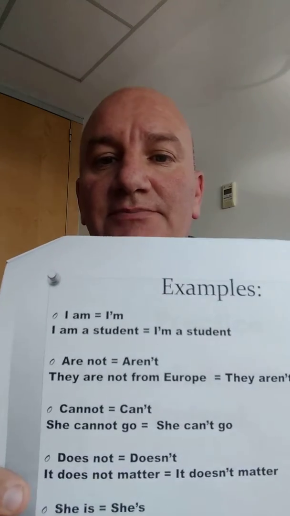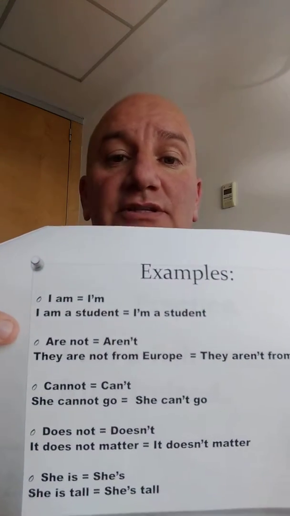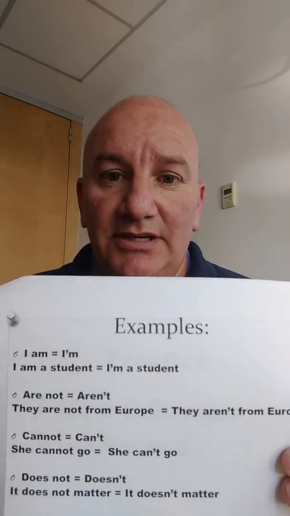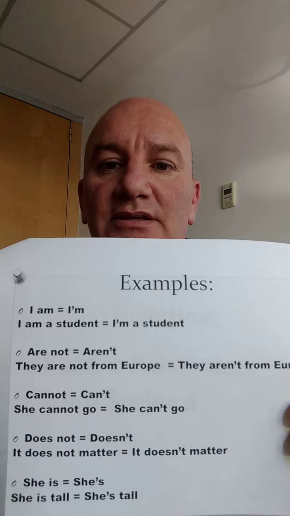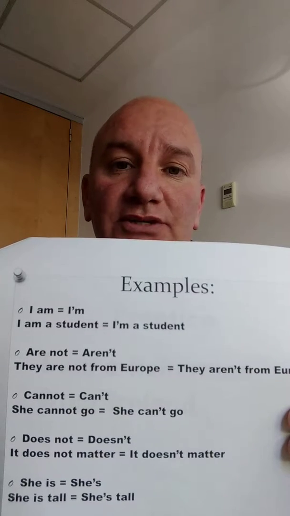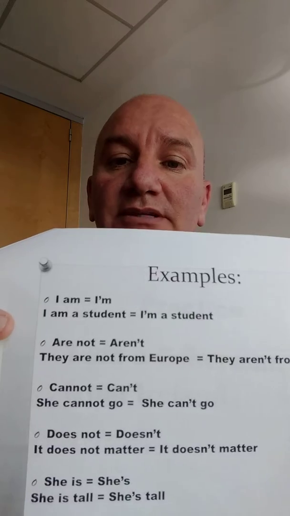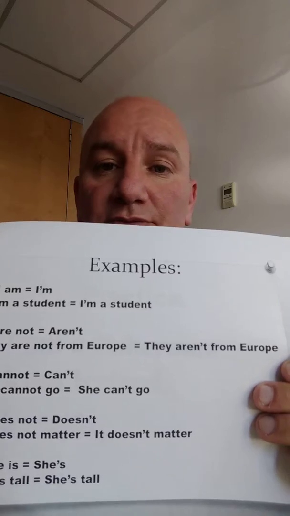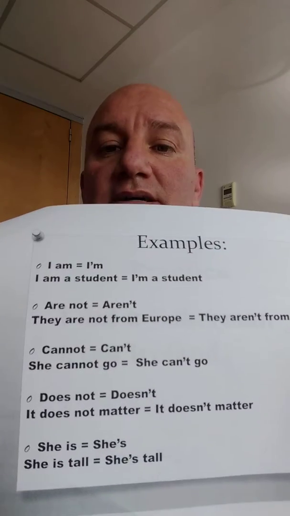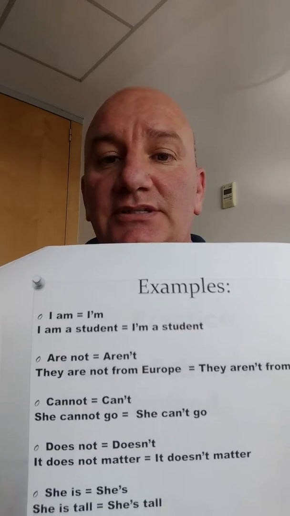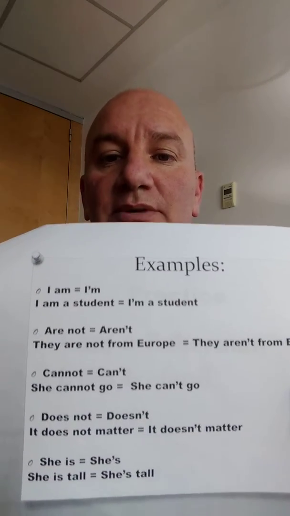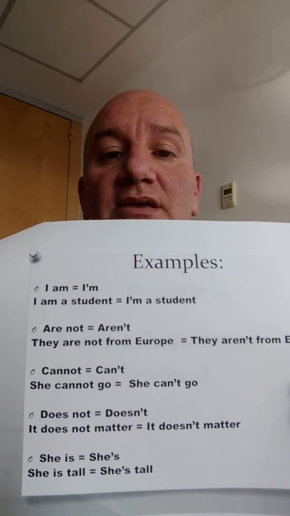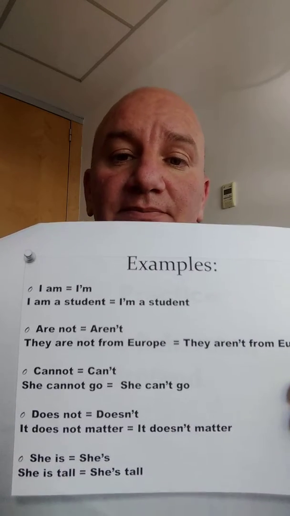okay? Here are some other examples. Put them into sentences. For I am, we have I am a student. In the contraction form would be I'm a student. And then you have are not. The contraction would be aren't. For example, let's say they are not from Europe. They aren't from Europe. And then you got cannot, which is can't in the contraction form. So she cannot go, and the example is she can't go.